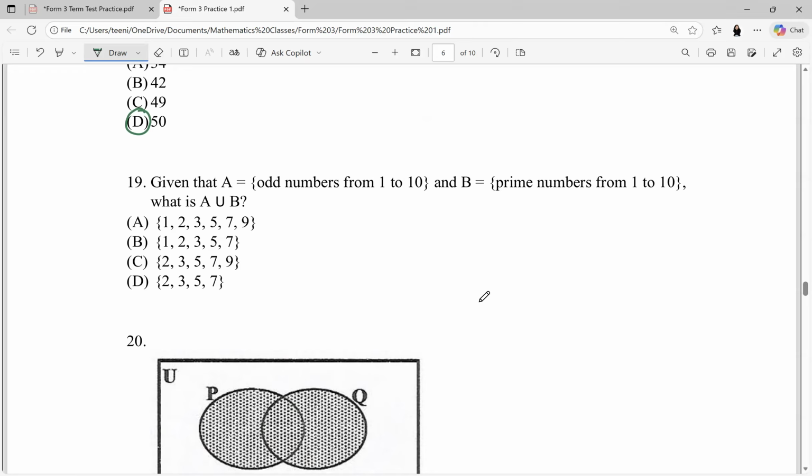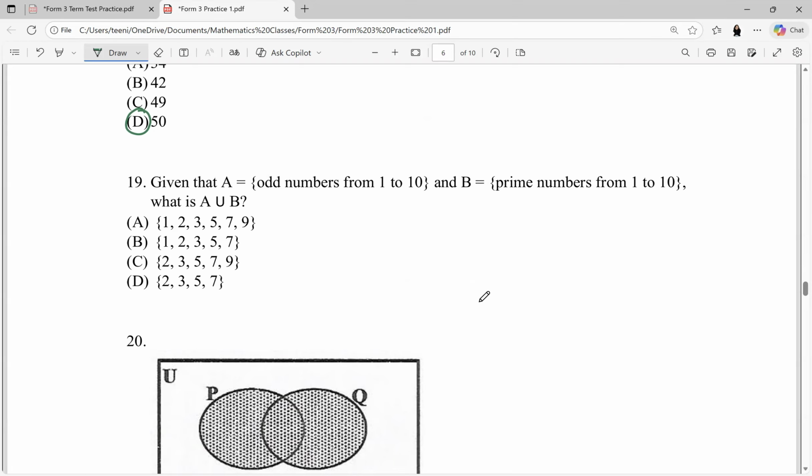All right. Given that A is equal to odd numbers from 1 to 10 and B is prime numbers from 1 to 10. Y'all, by the way, sets, you always have to know about sets. It's going to come back and haunt you every single time, right? So dust off the cobweb in your brain and try to recall what you have learned about sets, right?